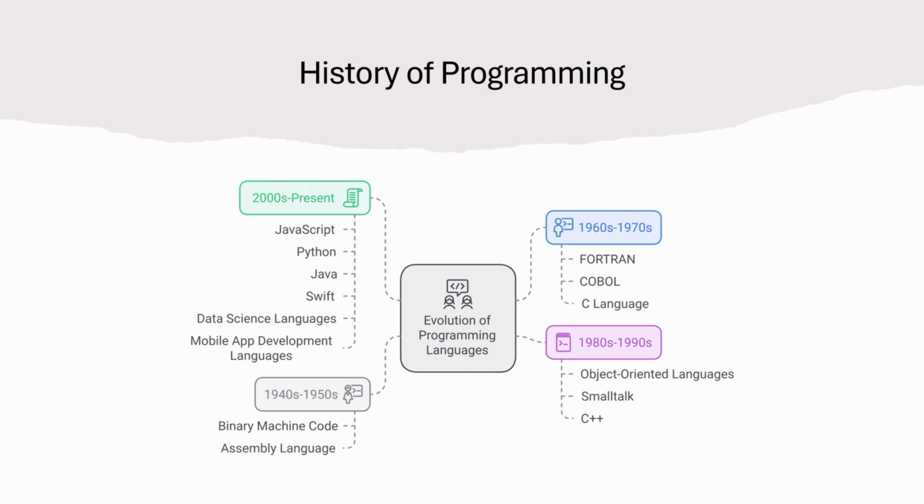Key milestones include the introduction of assembly language in the 1950s, the emergence of high-level languages like Fortran and COBOL in the late 1950s, the influential C language in the 1970s, and the rise of object-oriented languages in the 1980s and 1990s. The Internet boom introduced web-focused languages such as JavaScript, while recent years have seen the development of languages optimized for specific purposes, such as data science and mobile app development.